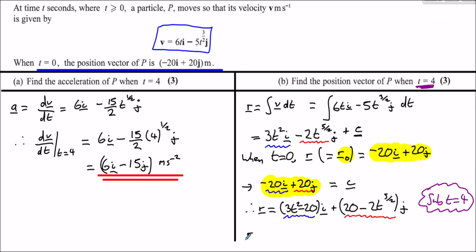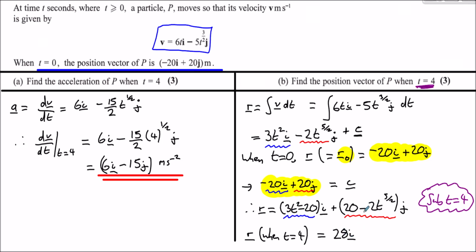So r when t equals 4. So just sub in this. So 3t squared minus 20 is going to be 3 times 4 squared, 48 minus 20. We're going to have 28i.